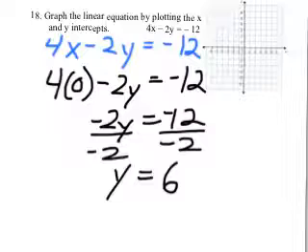Now let's find the x-intercept. Let's put a 0 in for y. Where y is 0, the intercept will be somewhere along that line, along the y-axis. That's the x-intercept.